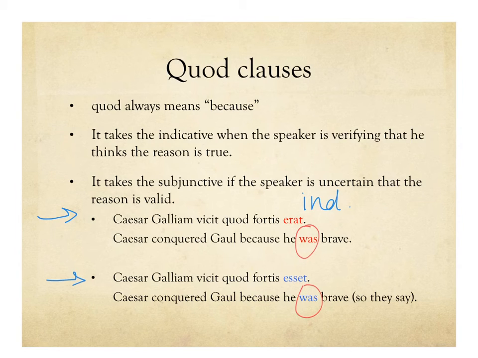Whatever. What I'm saying when I use esset is that I'm not willing to take a stand on this particular statement. I've heard this said, I'm reporting it, but maybe it's right and maybe it's not. So the only thing the subjunctive does there is it gives you information about the speaker's outlook.